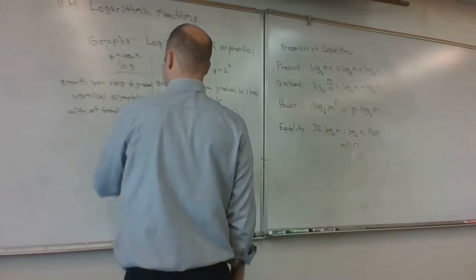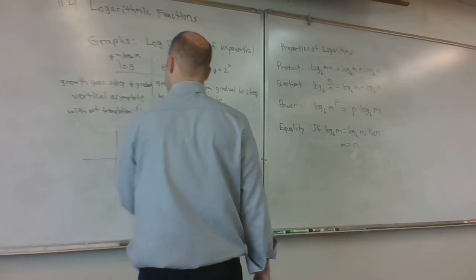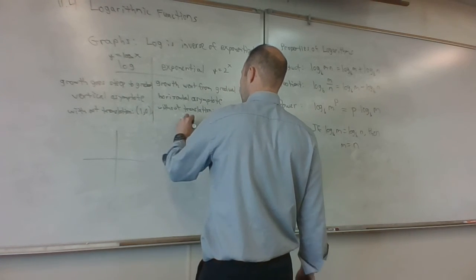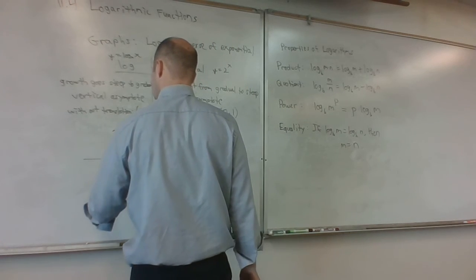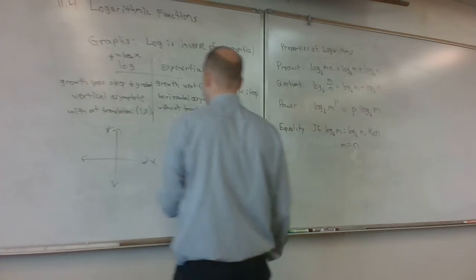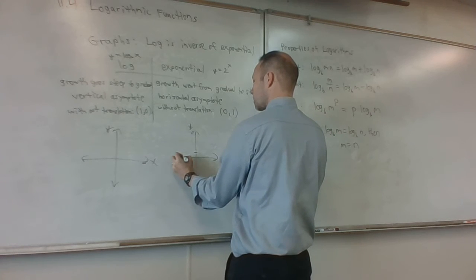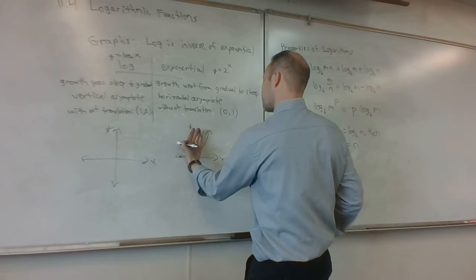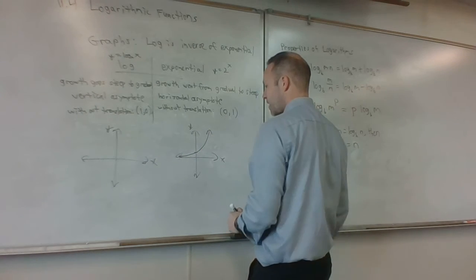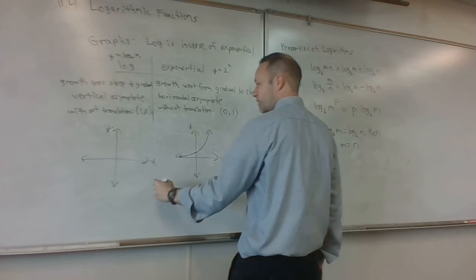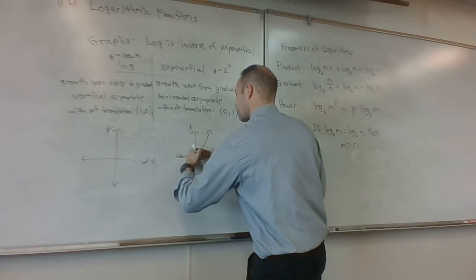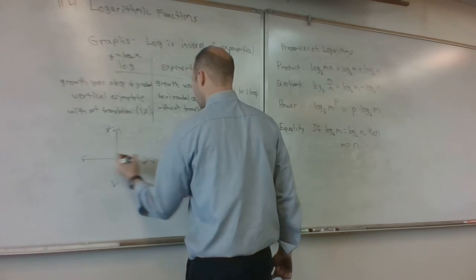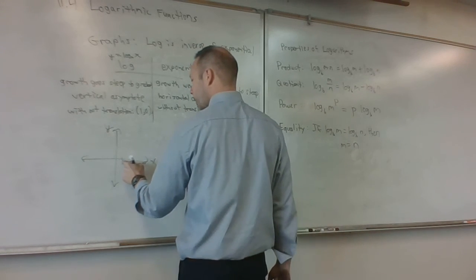So if we look at comparing those graphs then, this marker's starting to run dry. Bummer. All right, x-axis, y-axis, my exponential went like this. When I take this and I reflect it over y equals x, I now have a vertical asymptote. So here I have a horizontal asymptote at 0. Here I'm going to have a vertical asymptote at 0. And rather than going through the point (0, 1), I'm going to go through the point (1, 0).